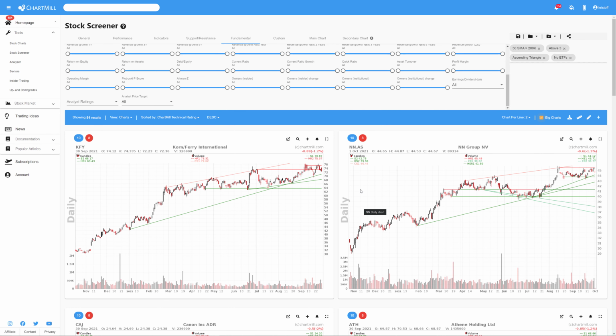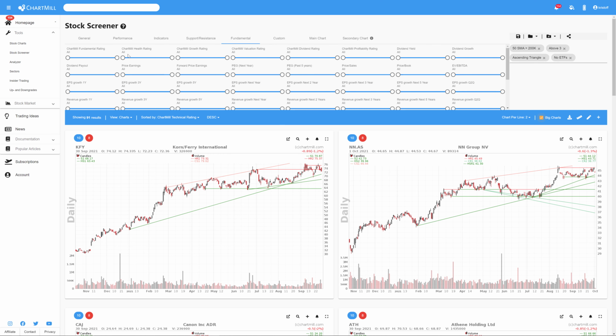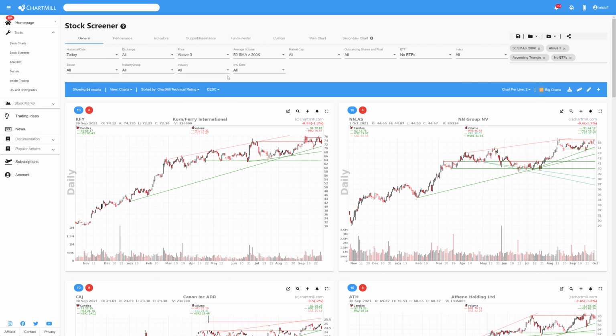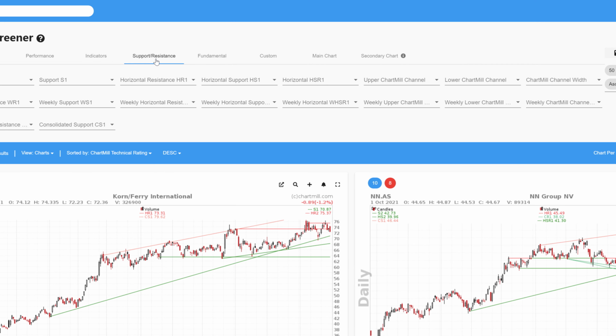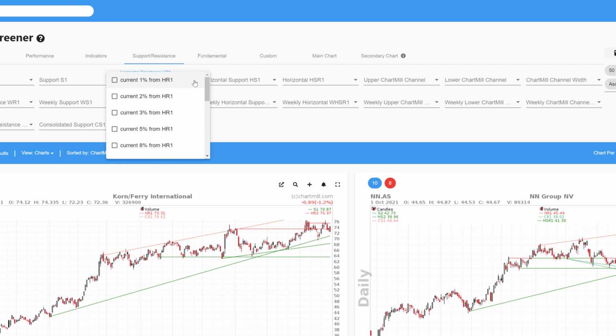Another one, this time with an ascending triangle pattern. The base screen shows 91 stocks, but suppose I want only the stocks that are close to their horizontal resistance line. In ChartMill you can use the support resistance menu for this. Open the tab Horizontal Resistance 1 and select the desired maximum distance. I choose current 3% from HR1.